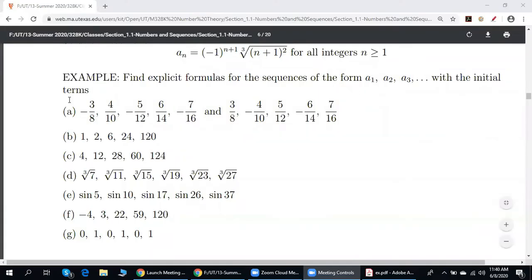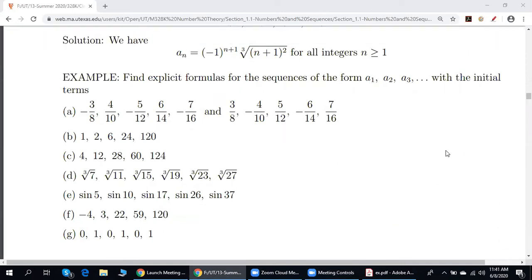Now let us finish our discussion of section 1.1. Did anybody try to solve these problems at home? I did A, B, C, and D. Maybe you can tell us, how did you solve problem A? What was the rationale? What was your approach?